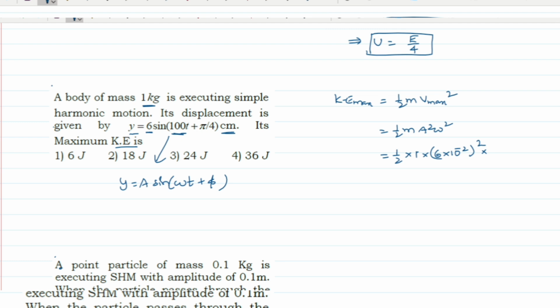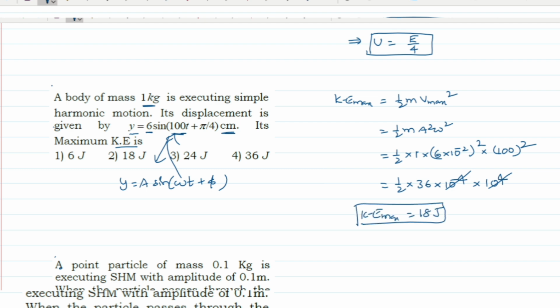So instead of omega, 100 will be there, that value you have to substitute, 100 whole square you can take. It's nothing but 1 by 2 into 6 6s are 36 into 10 power minus 4 into 10 power 4. It will get cancelled. Here the maximum kinetic energy value will be 18 joules. 18 joules is the correct answer.